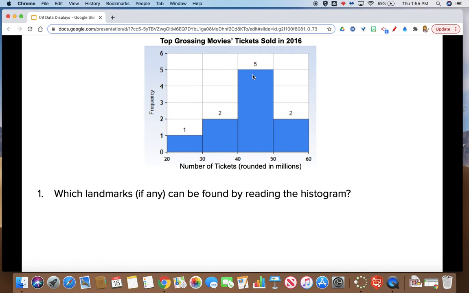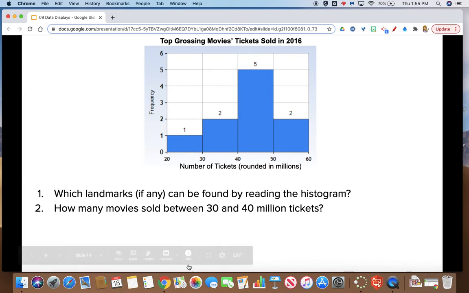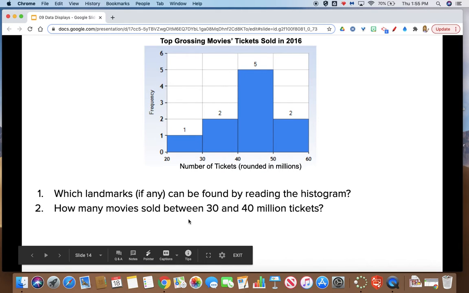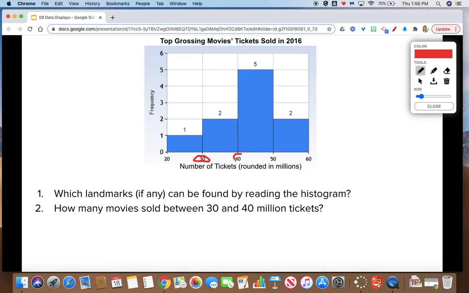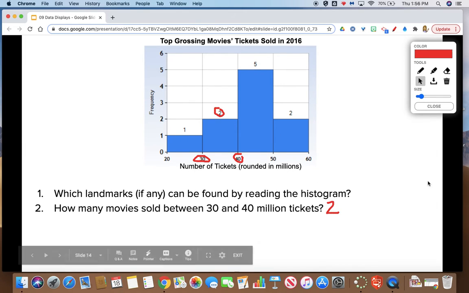We're not able to find the exact median, but we can determine which interval the median would fall into by doing a high-low method that would allow us to cancel out and figure out where that median would fall. So we actually cannot find any landmarks. We can answer questions like this, however. How many movies sold between 30 and 40 million tickets? So we'd want to find those intervals, 30 and 40, and figure out how many movies are in that interval. 2. So that would be 2 movies sold that range of tickets.